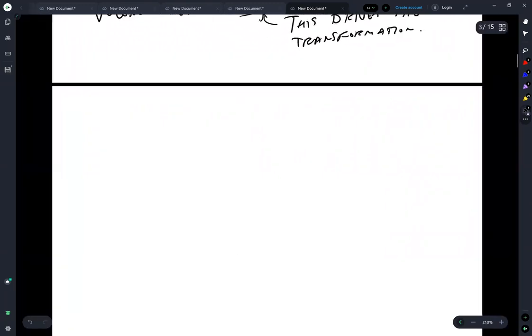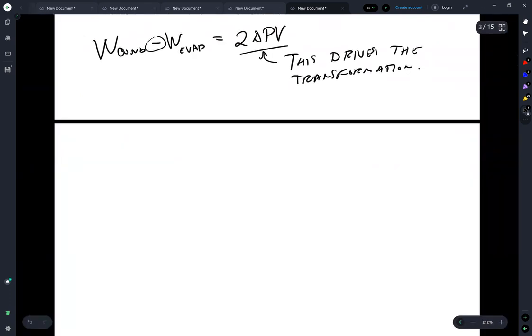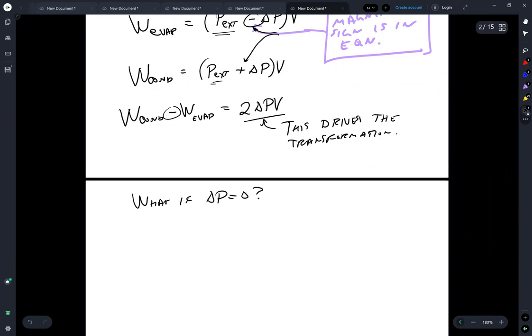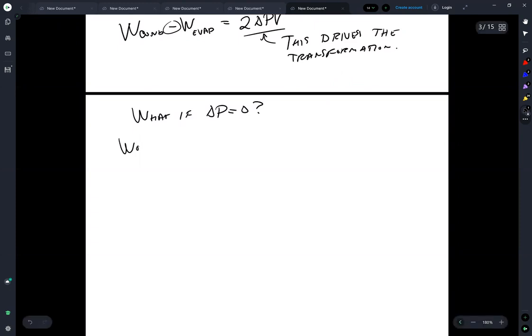So let's continue here. Now, what if delta P is equal to zero? Well, if delta P were equal to zero, meaning the entire transition was quasi-static, then the work would be the ideal work, or the maximum work. And you'll see in a little bit, the reason we call it the maximum work is because all of the work is work and none of it is transformed into heat.